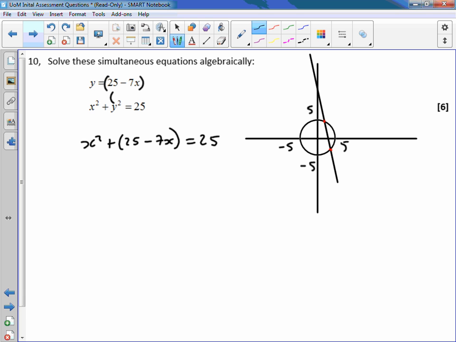So expand my bracket, squared: x squared plus 25 squared is 625. 25 times minus 7 times by 2 gives me minus 350x. And then 7 squared is 49, so plus 49x squared equals 25.